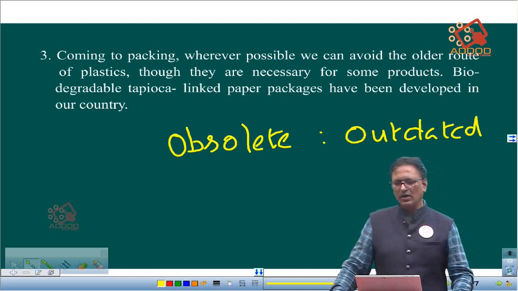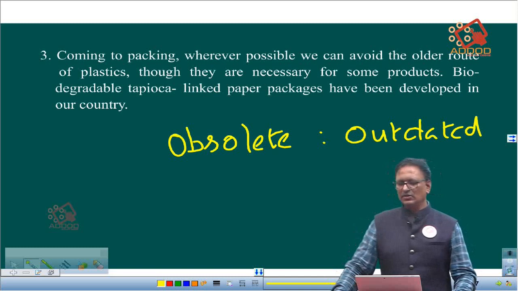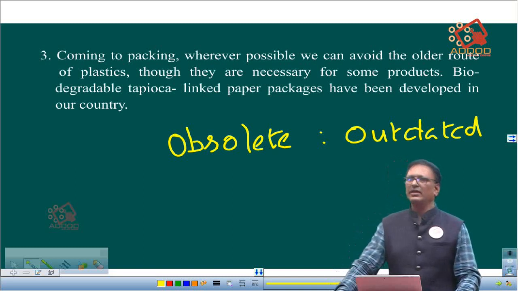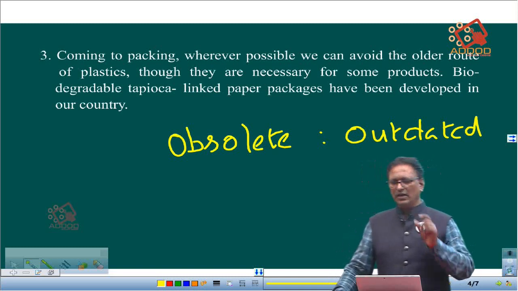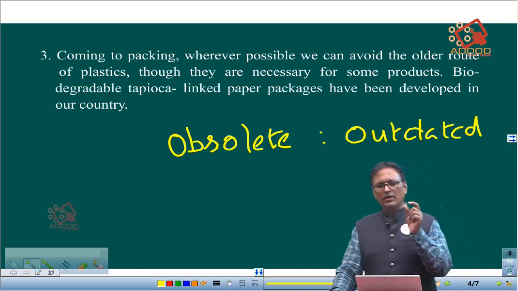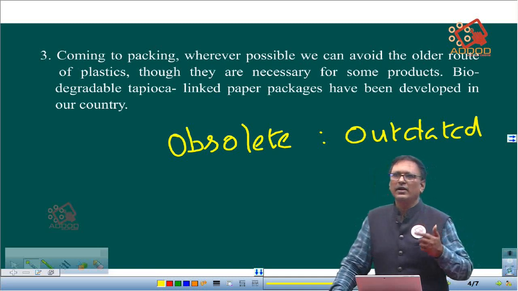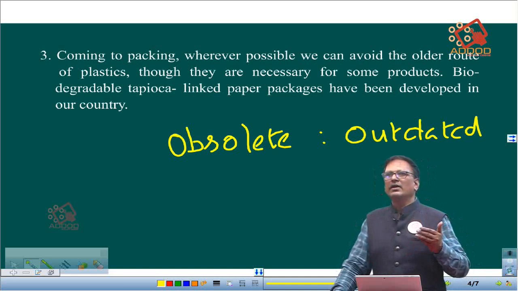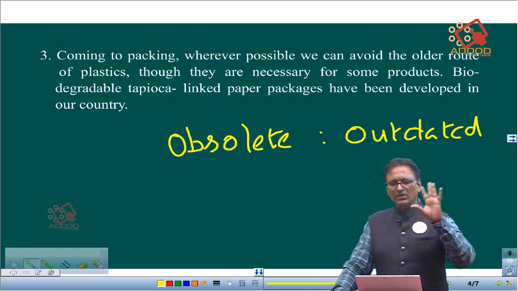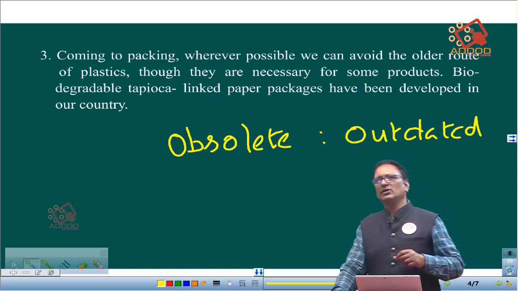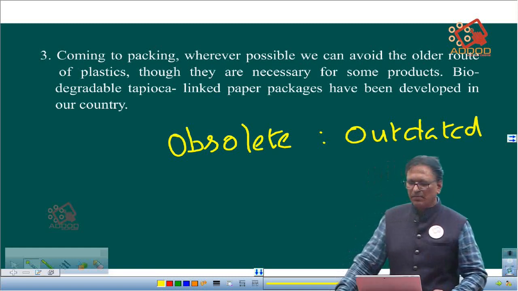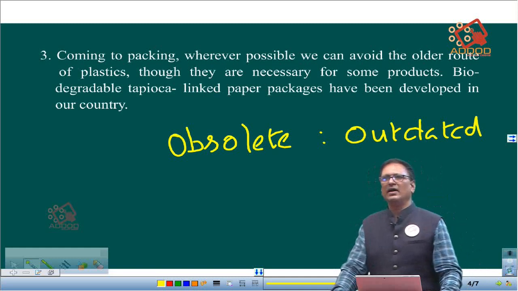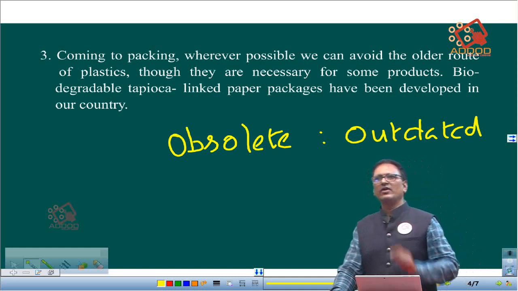Biodegradable tapioca-linked paper packages have been developed in our country. In India, we see this kind of biodegradable material. What is biodegradable? That will just mix into the soil. It never gives any kind of pollutants. So the name is tapioca. You go through the lesson, that kind of paper packages are developed by India. Make a note of that for this annotation.